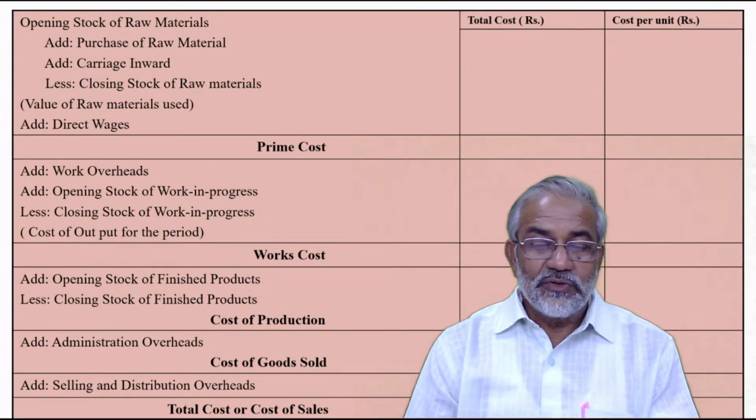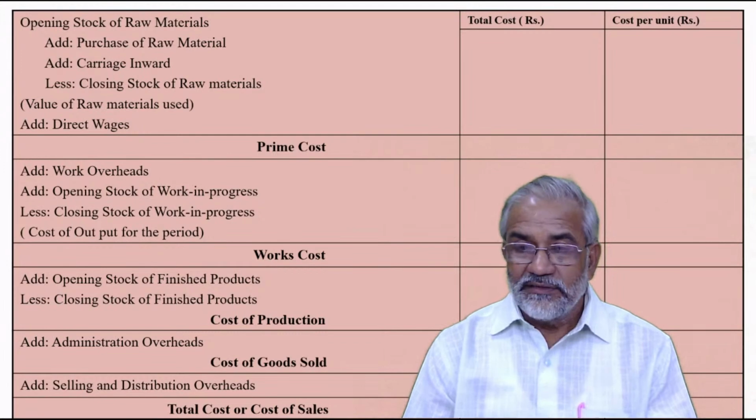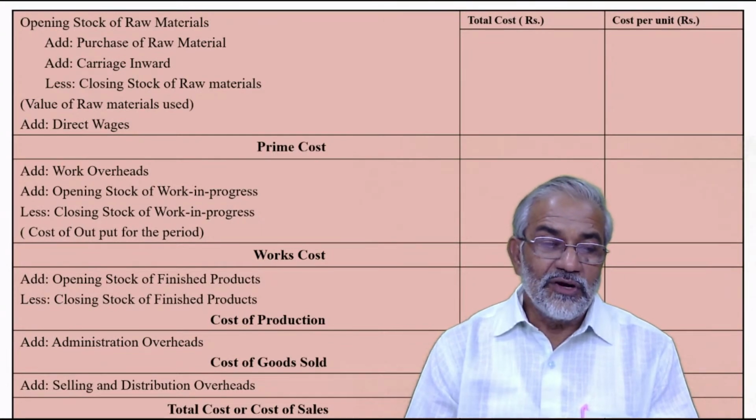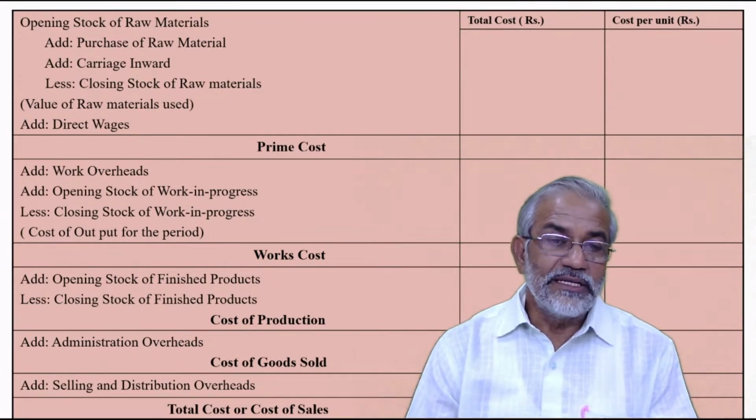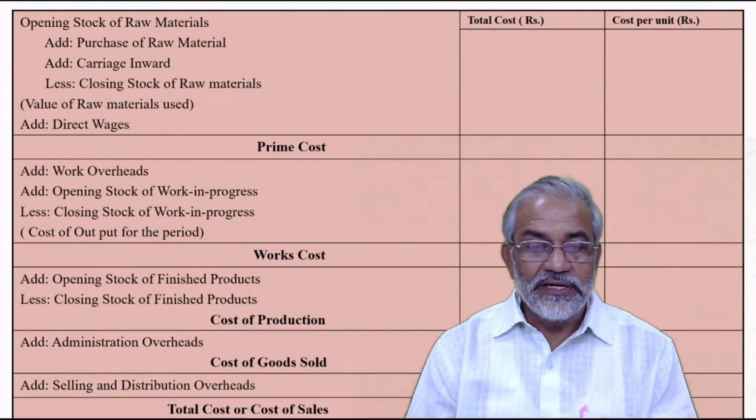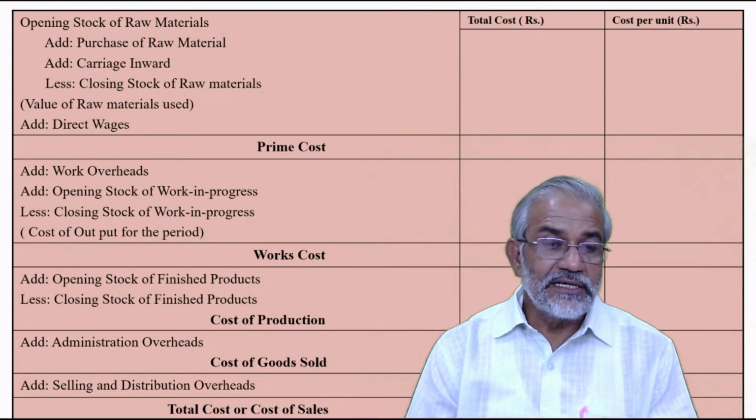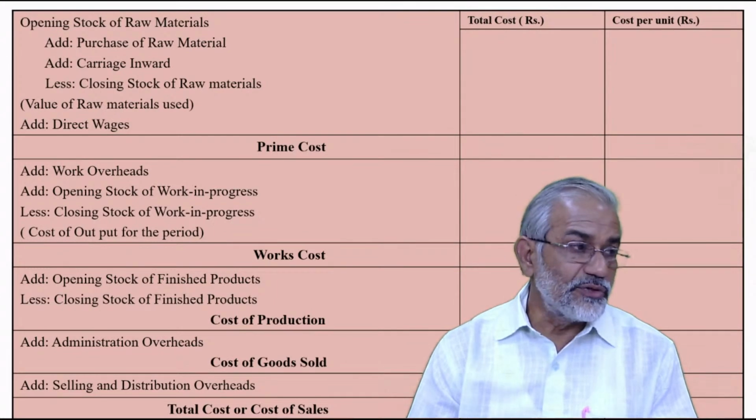And the cost sheet is otherwise known as the statement of cost, from which we can determine the profit or loss from the cost center or cost unit or the units produced.